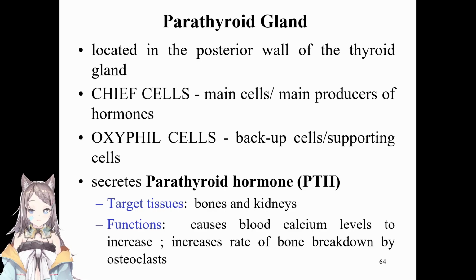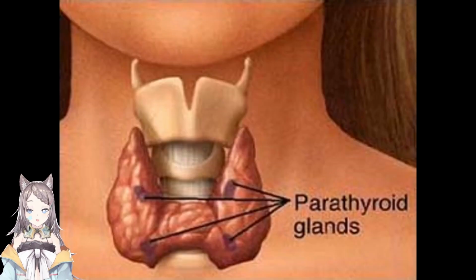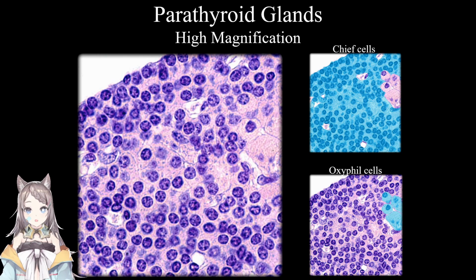You secrete parathyroid hormone. You can think of it as the opposite of your calcitonin. The target tissues are your bones and kidneys. It causes blood calcium levels to rise, and it increases the rate of bone breakdown by osteoclasts. This is primarily the reverse of our calcitonin. Okay, so you can see parathyroid glands having a different color. Okay, so you have your magnification of the different cells.